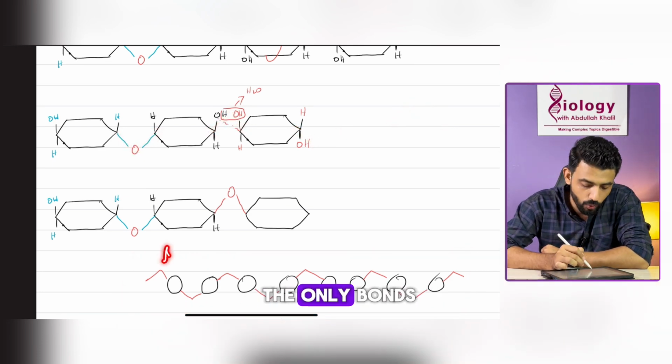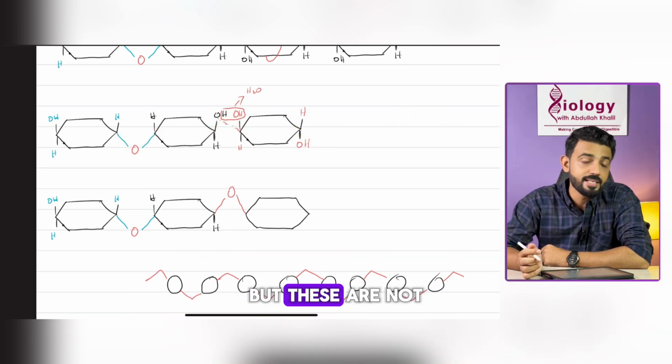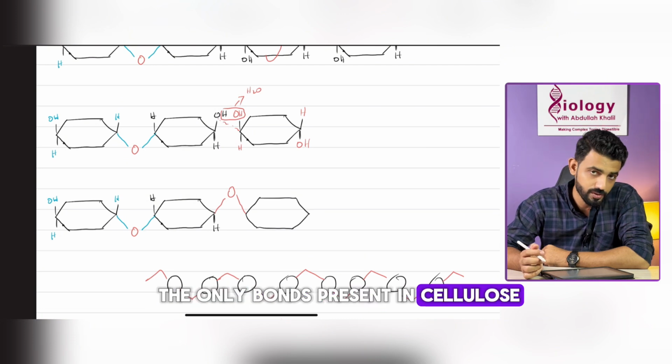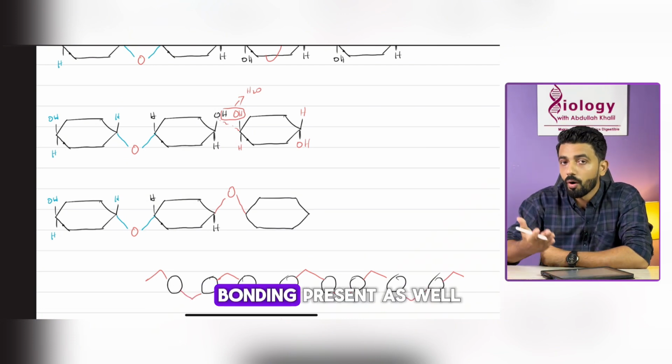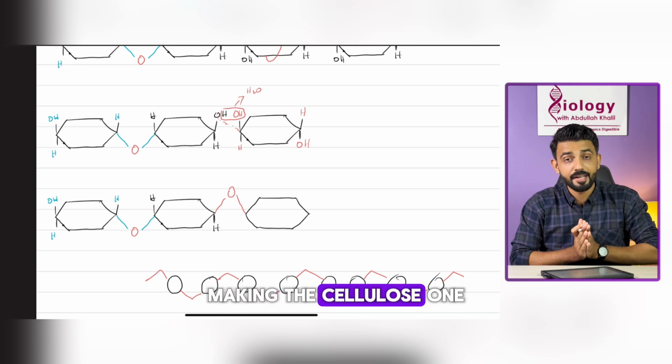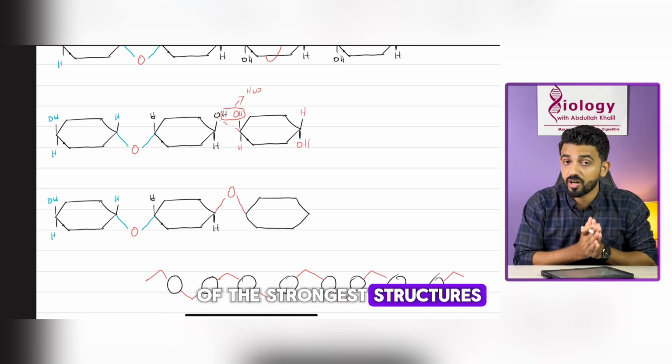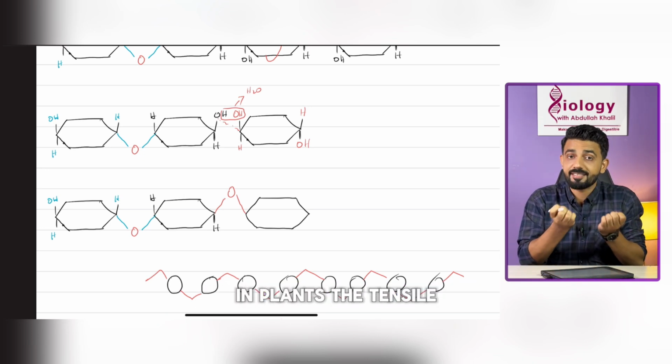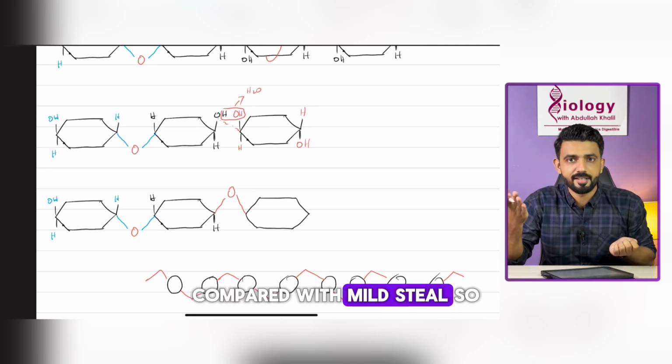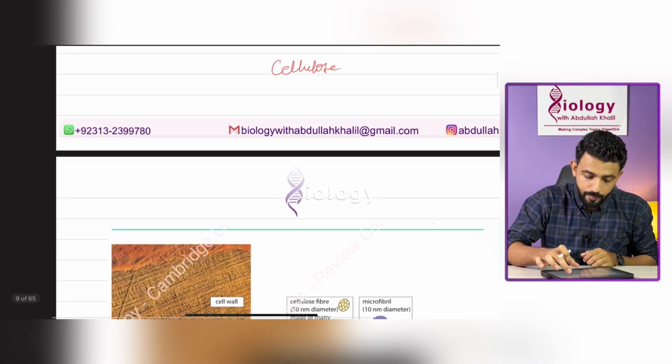Now, these are glycosidic linkages, but these are not the only bonds present in cellulose. There are other hydrogen bonding present as well, making the cellulose one of the strongest structures in plants. The tensile strength of cellulose is compared with mild steel, so it is that strong.